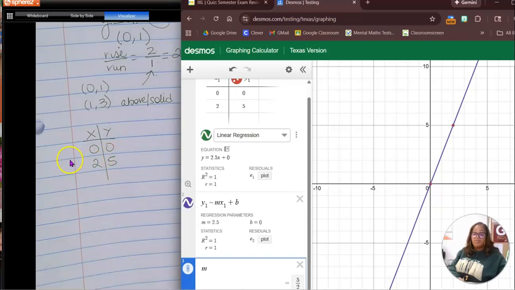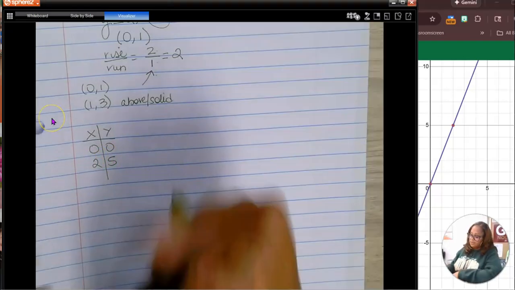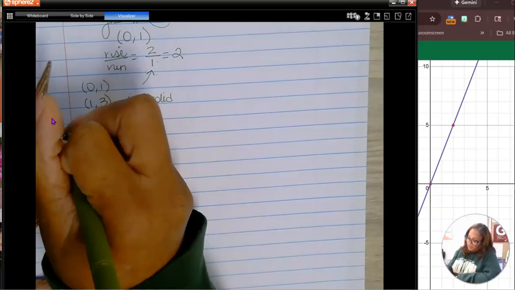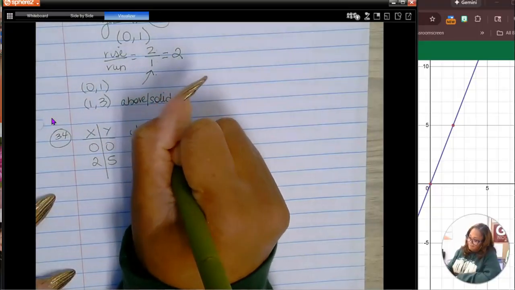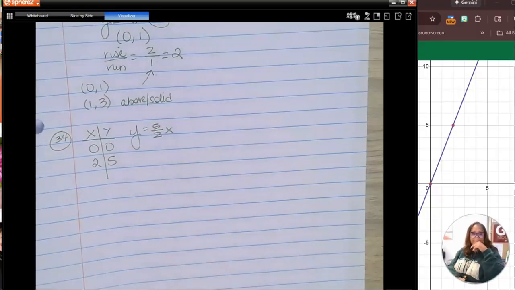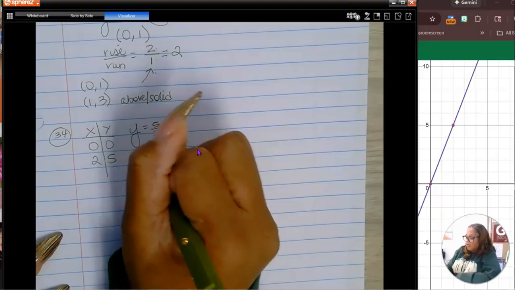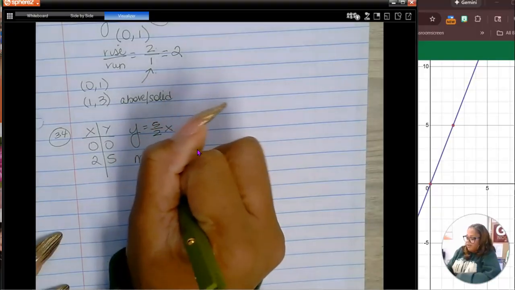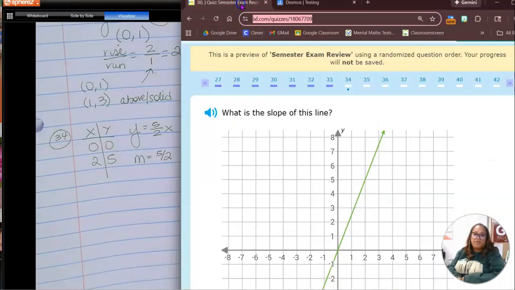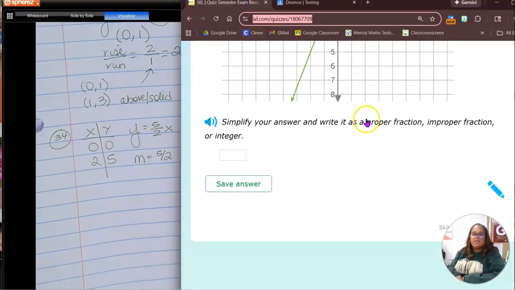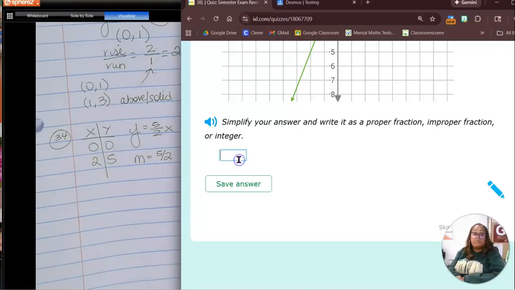Because you're taking y and you're dividing by x. What number is this? 34? I can use that card. Okay. Back to what I was saying. The slope is 5/2. They don't want the decimal 2.5 because it verbalizes to write as a fraction. 5/2.